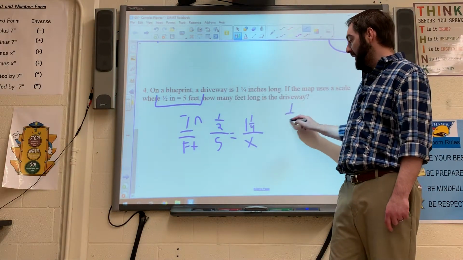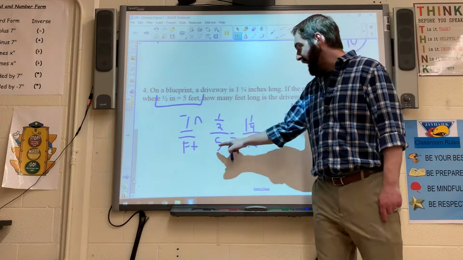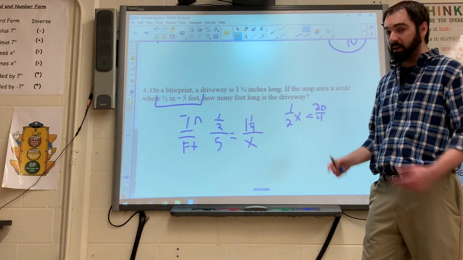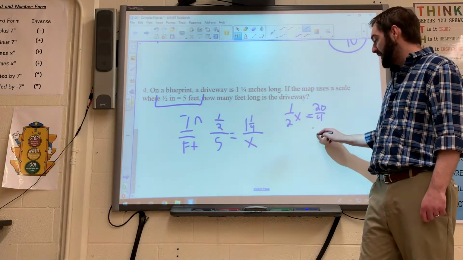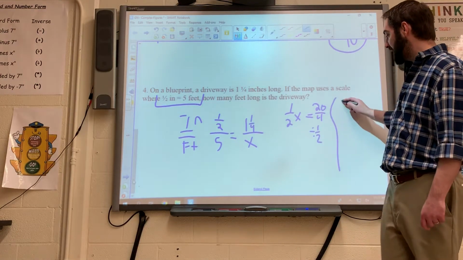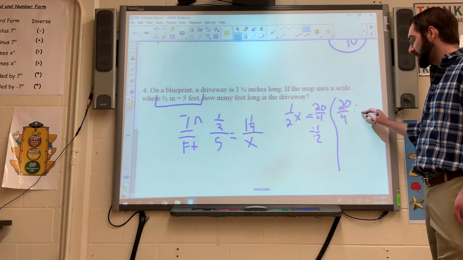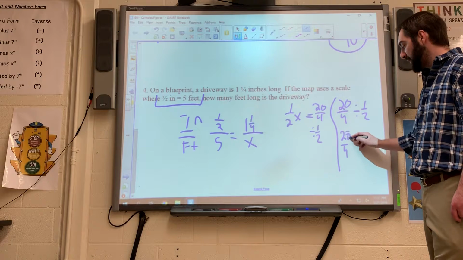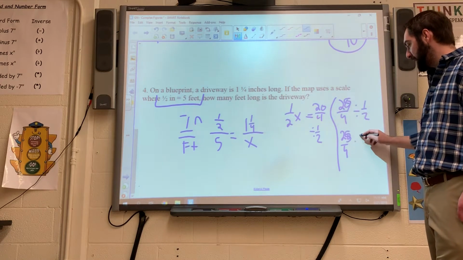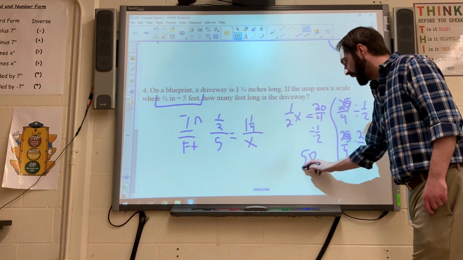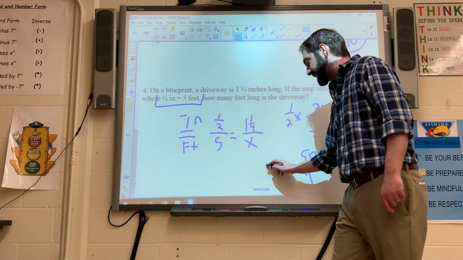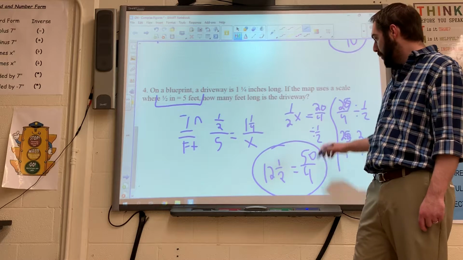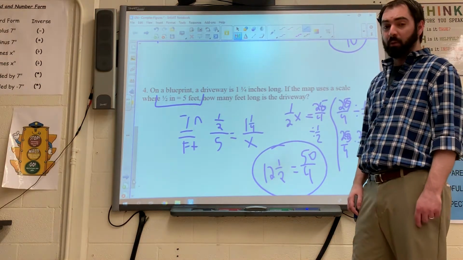Cross multiply, we get 1/2 x. 5 times 1 1/4 is 25 over 4. If you got a mixed number in your calculator, I'm sure it's equivalent to the same. We're going to divide each side by 1/2. If you weren't having a calculator, it'd be 25 over 4 divided by 1/2. Keep, change, flip. We get 2 over 1. We'd get 50 over 4. Calculator would reduce that down to 12 and 1/2. Okay, so either answer, 50 over 4 or 12 and 1/2.